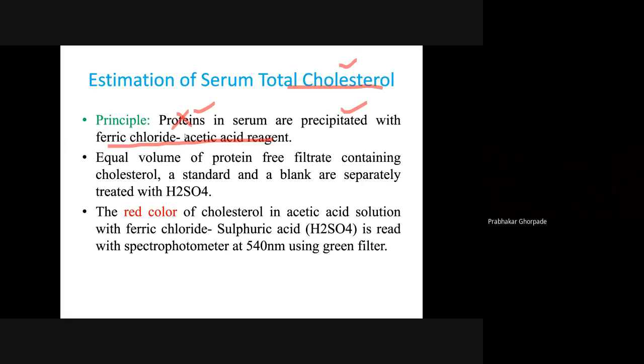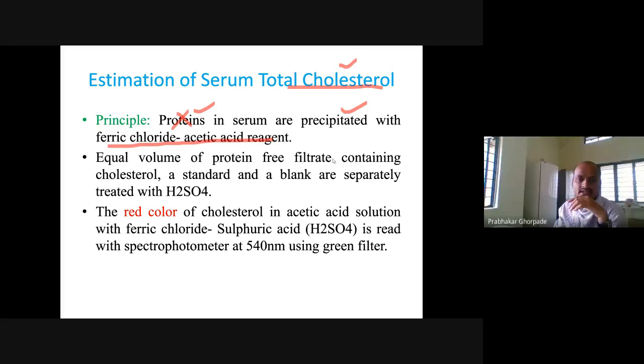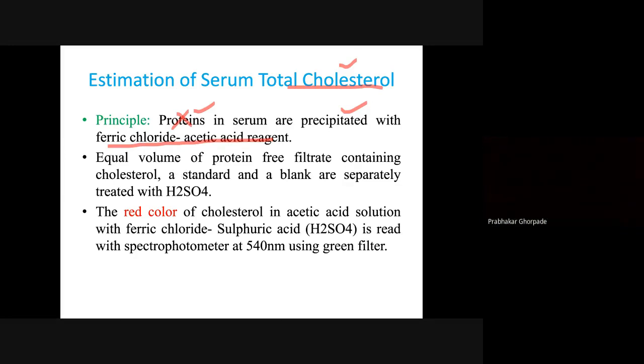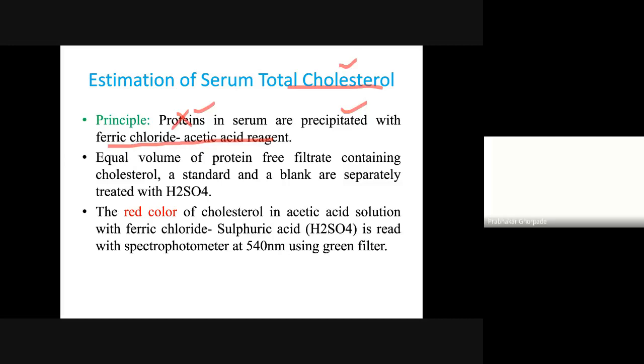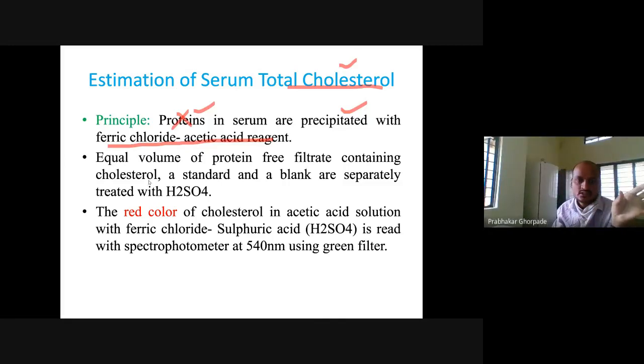Okay. So we are precipitating it with the ferric chloride and the acetic acid reagent. Next, an equal volume of the protein filtrate containing cholesterol, a standard and a blank are separately treated with the H2SO4. So we have to treat this cholesterol with the H2SO4.